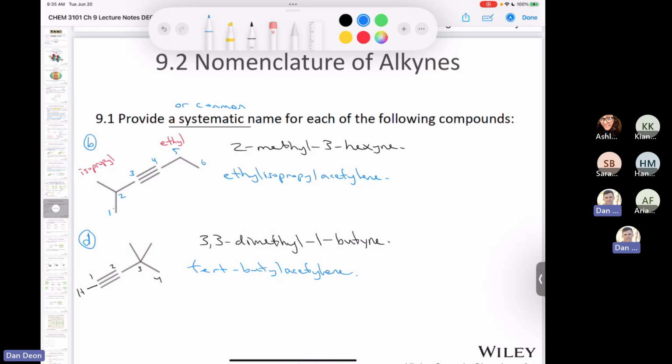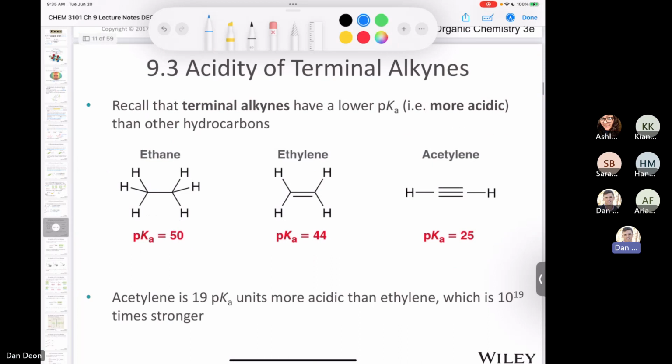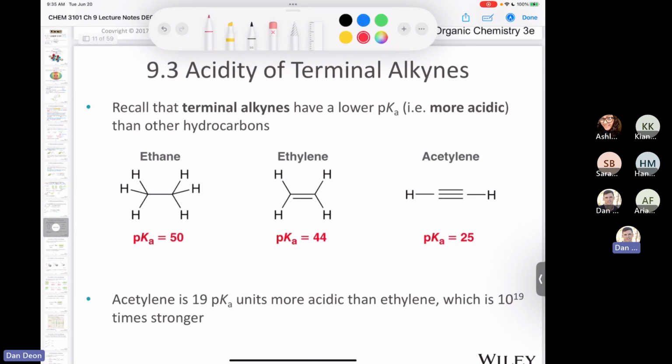Well, I'm going to take you back all the way to chapter 3. So it says recall, and this is recalling something from chapter 3. Okay, that was our acid-base chapter. We talked about terminal alkynes and what their pKa was.